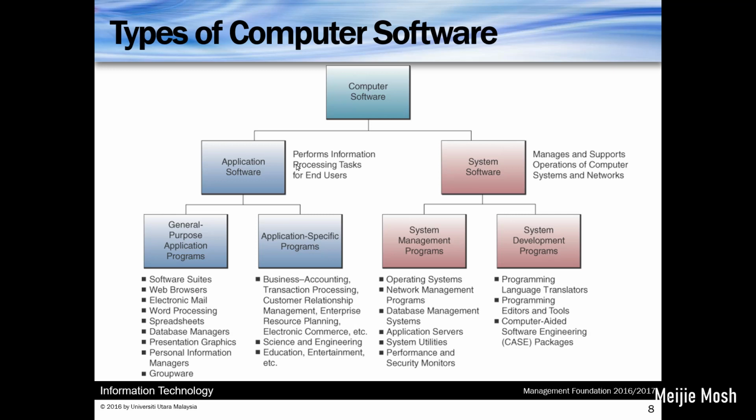Computer software can be broadly divided into two categories: system software and application software. System software manages the hardware and creates the interface between the hardware and the user. It manages and supports operations of computer systems and network. And application software is the category of programs that do something useful for the user. It performs information processing tasks for end users.